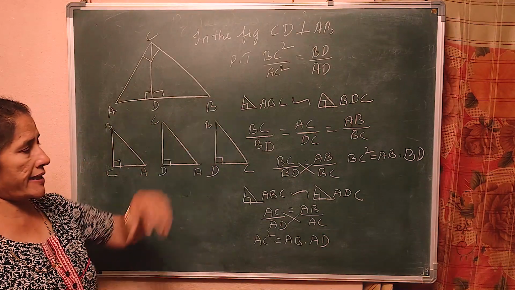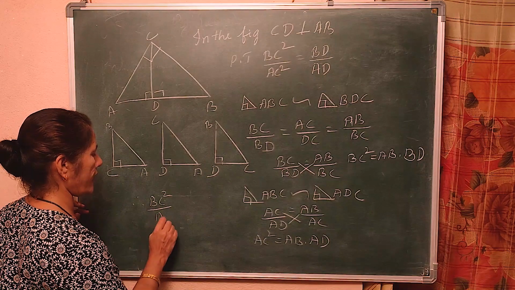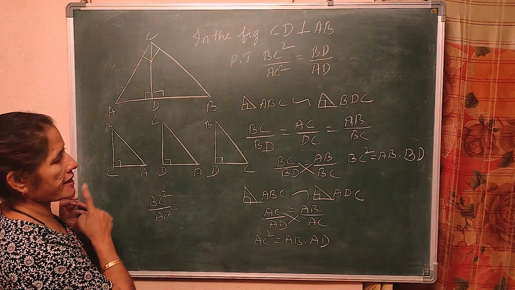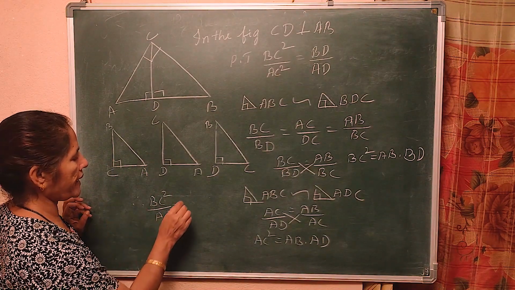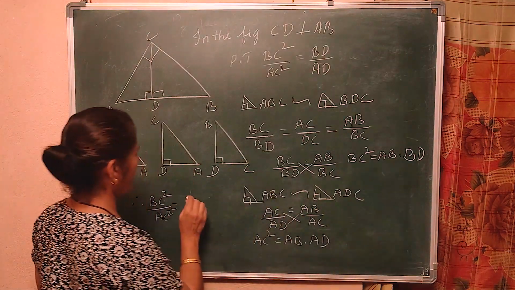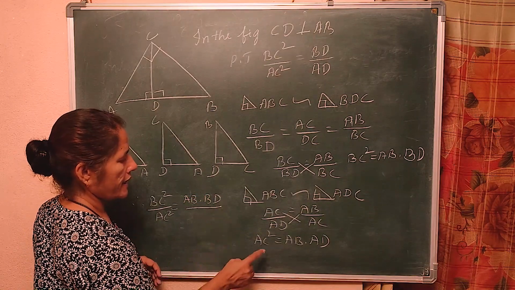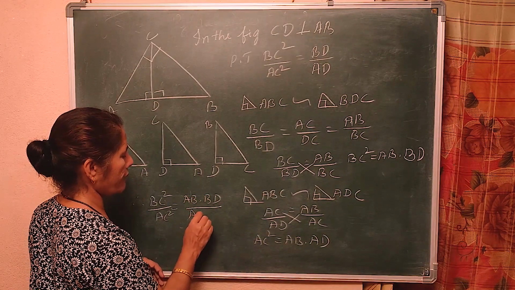So now I do the next. Therefore, BC square by AC square is equal to what is BC square? AB into BD, divided by AC square, AB into AD.